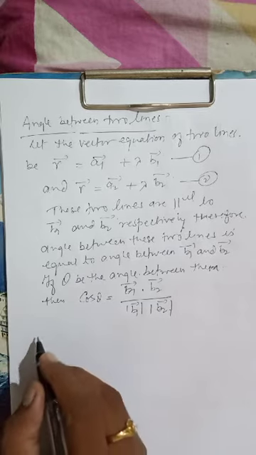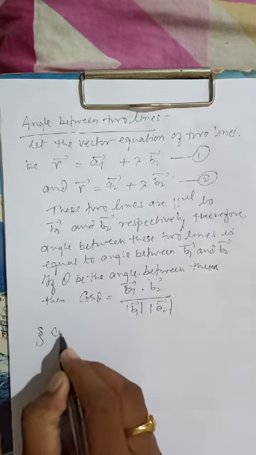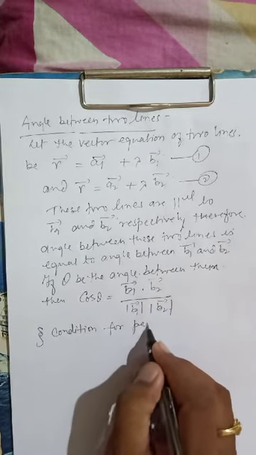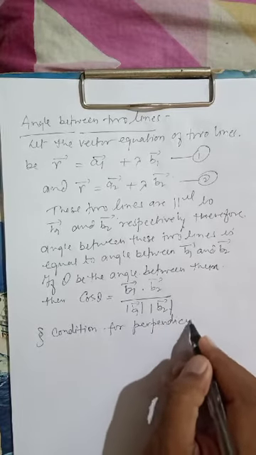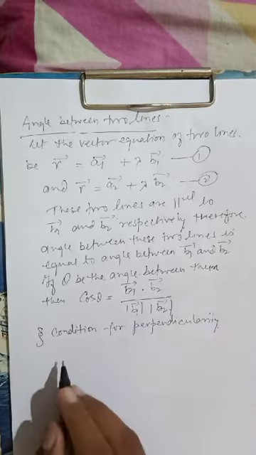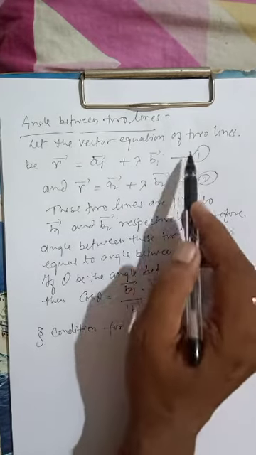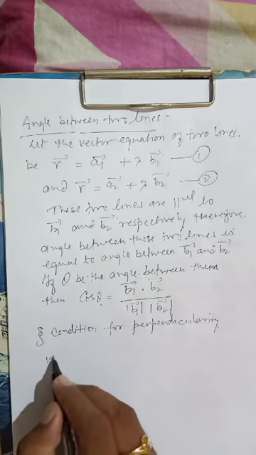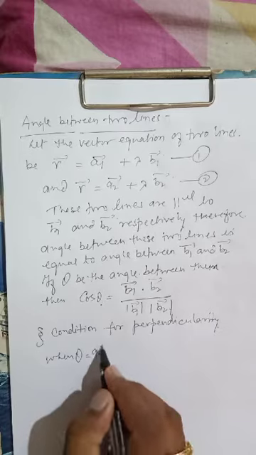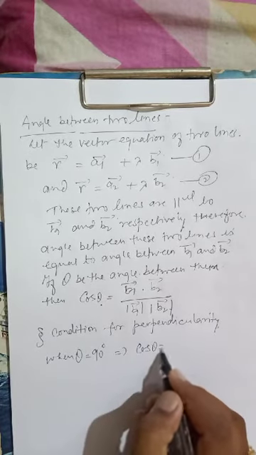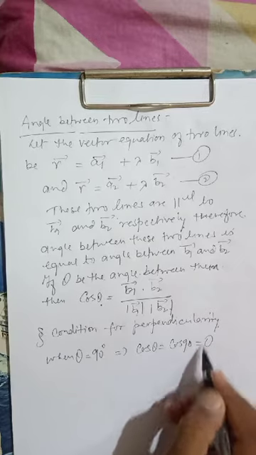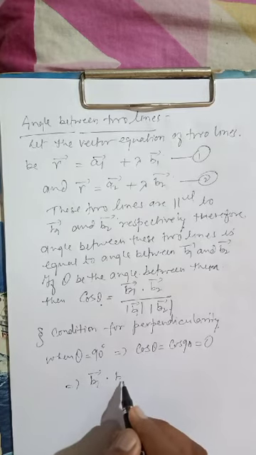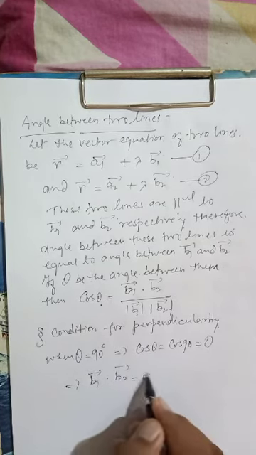Now, condition for perpendicularity. If these two lines are perpendicular, it means the angle between them is 90 degrees. So when theta is equal to 90 degrees, cos theta, that is cos 90, is equal to 0. So this implies b1 vector dot b2 vector is equal to 0.